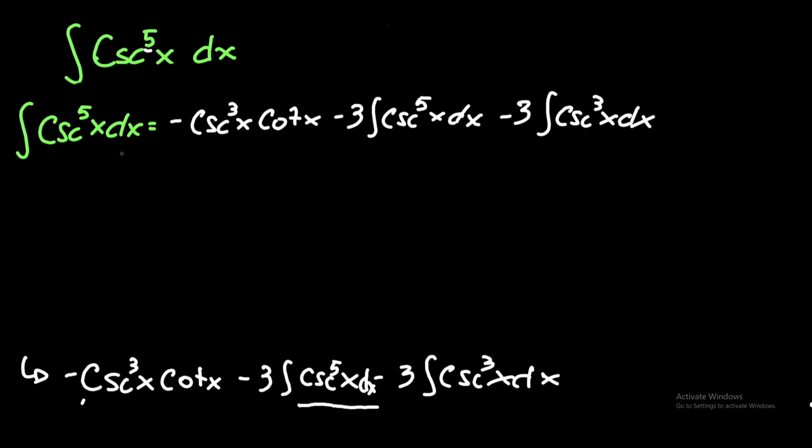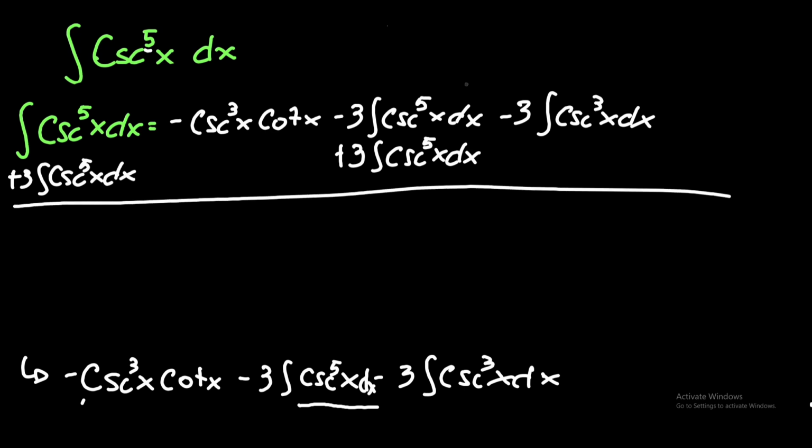And so what we're going to do here first is to eliminate this. And so what we're going to do here is to add 3 integral of cosecant to the power of 5 of x dx to both sides. And so this will be equal to 0, and 3 plus 1 would be equal to 4.